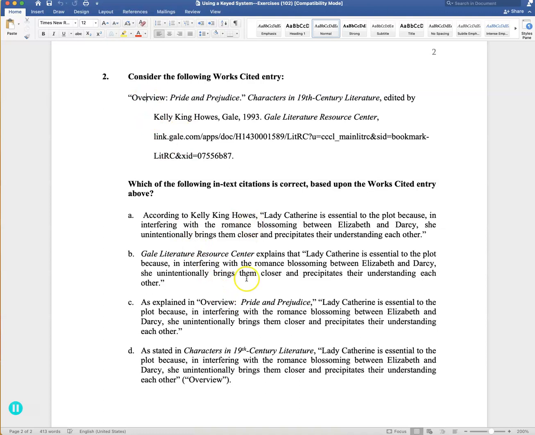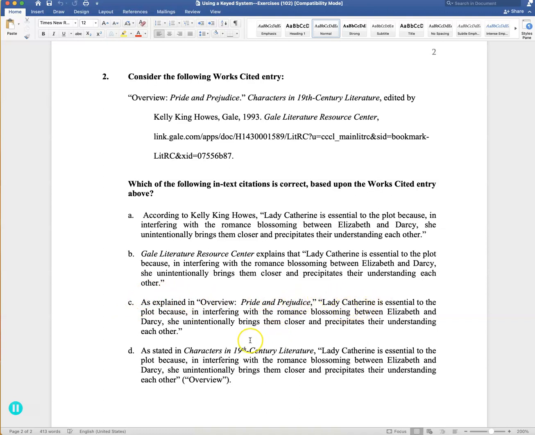By the way, if you do put a title of an article in the signal phrase, because it's your keyword, it's good to use the passive construction there, because otherwise it's a little awkward to say, as overview Pride and Prejudice states, you know, especially when you get a long title. So just as explained in, as stated in, and then you can give that name and the quote.